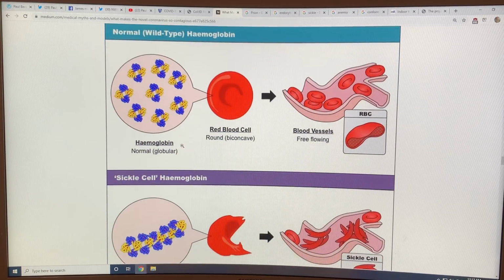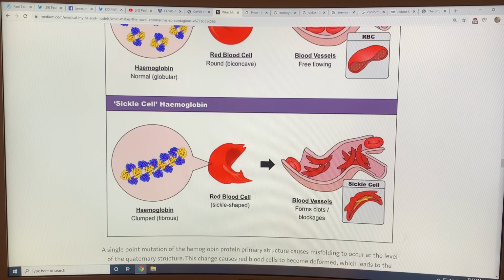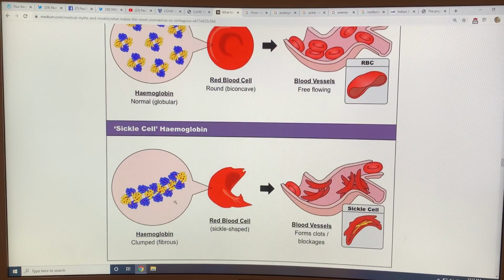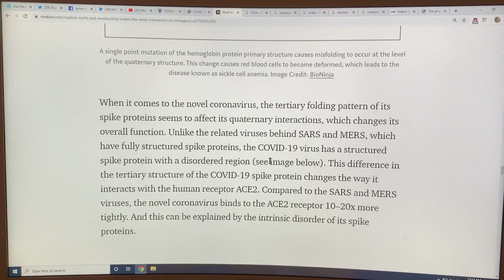This is normal hemoglobin. You've got 4 of these clusters here, the quaternary structure. This makes up a red blood cell. The red blood cells move through and carry oxygen after they're oxygenated in the lungs. In sickle cell hemoglobin, these are connected together, and it forms a sickle-shaped red blood cell, and then these can form clots and blockages, and they don't carry oxygen properly. So it all has to do with the folding of the protein.